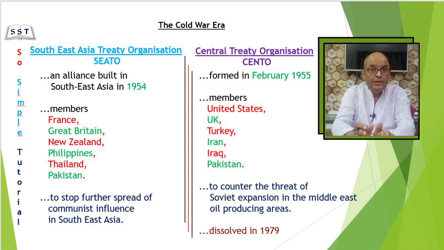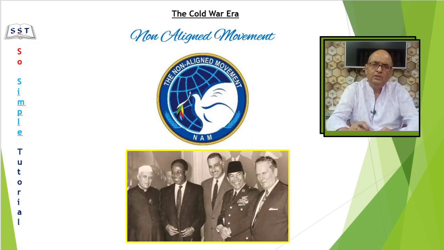So students, NATO was formed to contain the spread of communism and Warsaw Pact led by Soviet Union was formed to counter the NATO forces. Now students, when the Cold War was dividing the world into two alliances, many countries of Asia, Africa and Latin America became free. They did not want to join any of the alliances. So they launched a new movement called Non-Aligned Movement. These countries were called Third World countries.